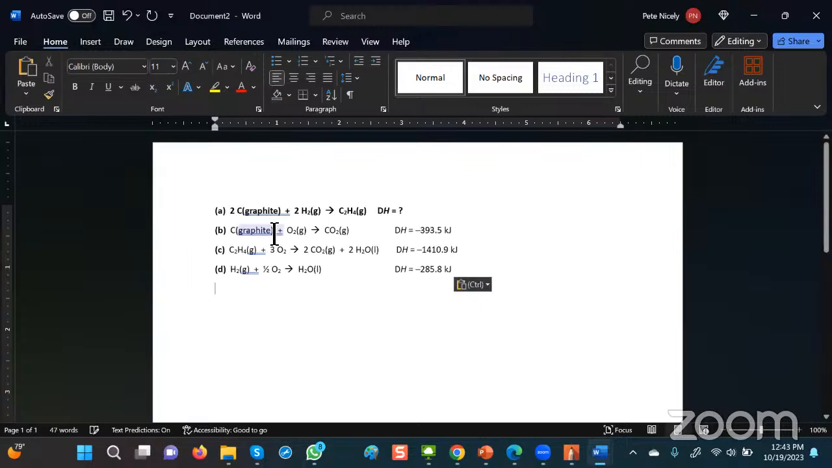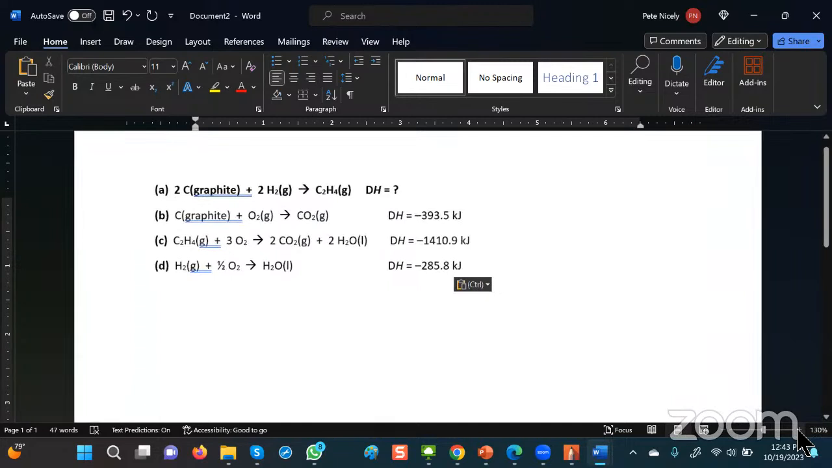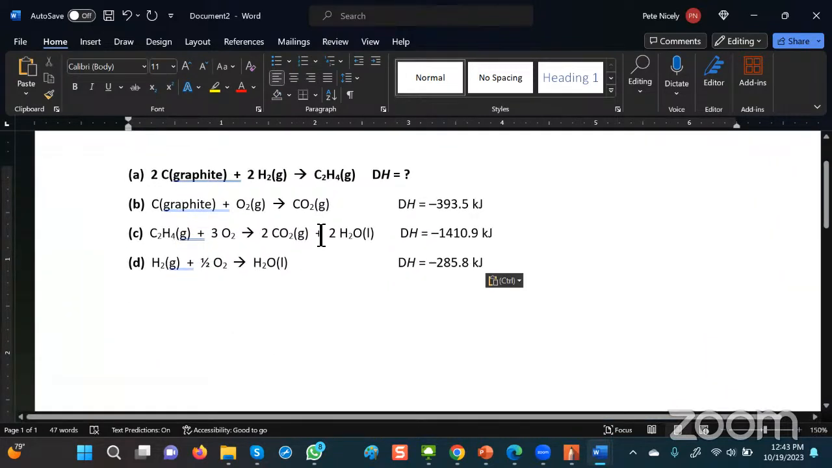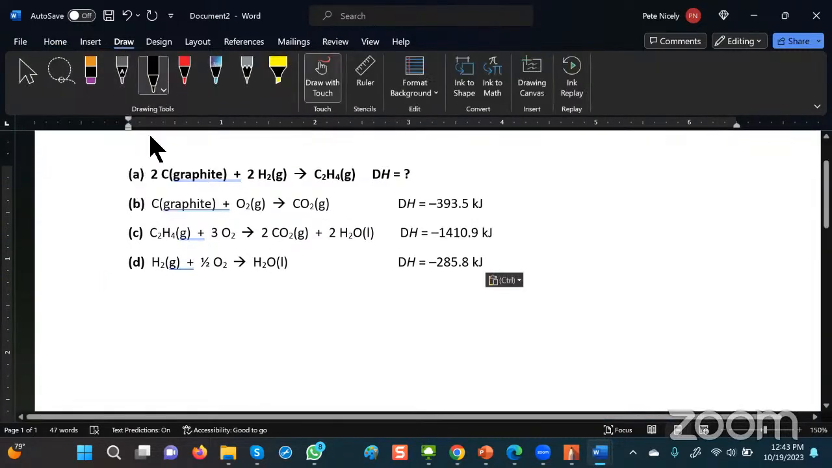All right, so basically, this is what we need to find based on the information provided by the other three equations. Let me make this a bit larger. Okay, so how do we solve this based on the information provided? Whenever you're given a typical problem of this type, what you need to do is compare each equation to the original equation for which you're trying to find delta H.